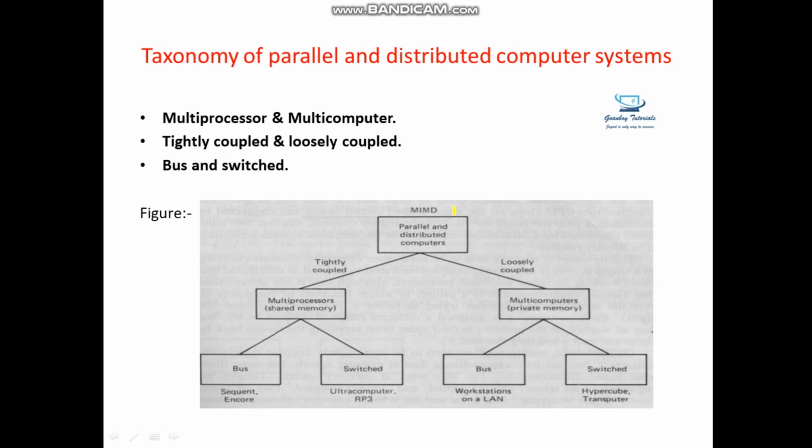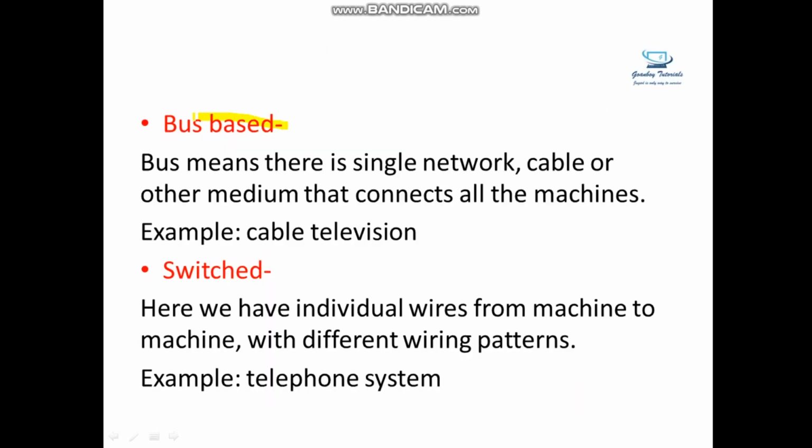Now we will understand this figure theoretically. The first classification of the taxonomy is bus-based. Bus means there is a single network, cable or other medium that connects all the machines. For example, cable television. From the satellite station, the cable is laid till your area and the cable is tapped and connection is given to the different houses. The next is switched. Here we have individual wires from machine to machine with different wiring patterns. An example is the telephone system. Telephone systems in most of the hotel industries have dedicated lines to each extension.